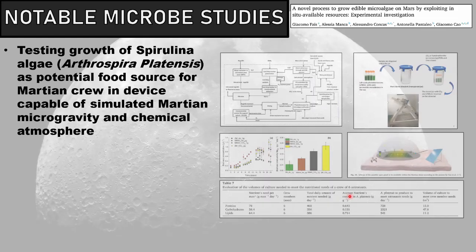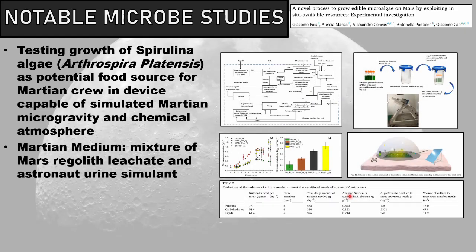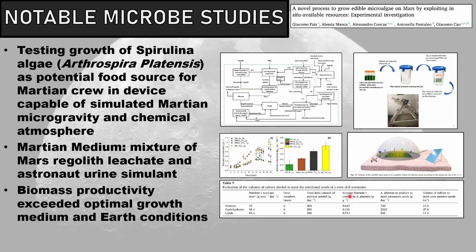And that might be an important channel. And so they grew these. They used this thing they called Martian medium, which is a mixture of Mars regolith leachate and asteroid urine simulant. Turns out in space you can simulate anything. And they got biomass productivity that actually exceeded optimal growth medium in Earth conditions.